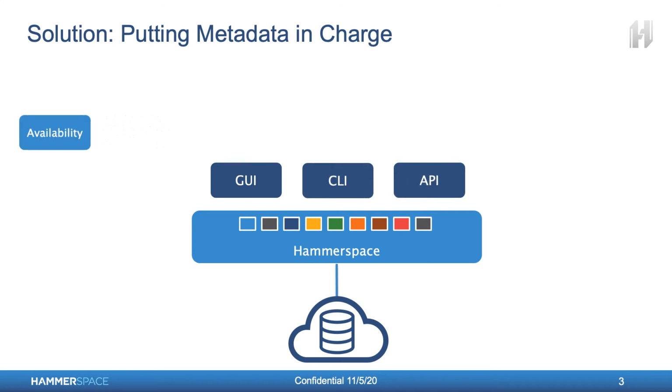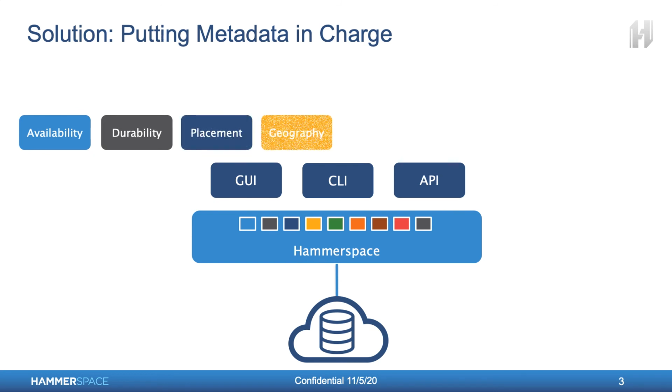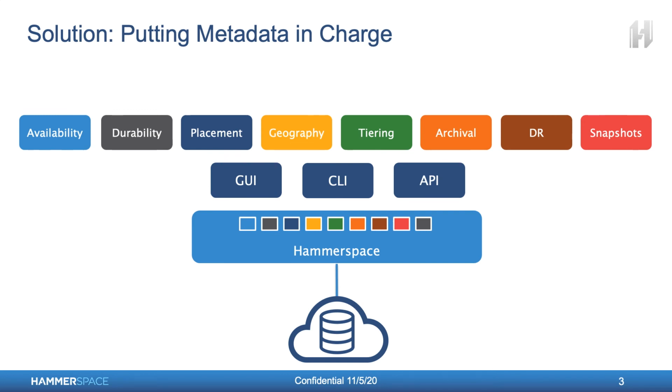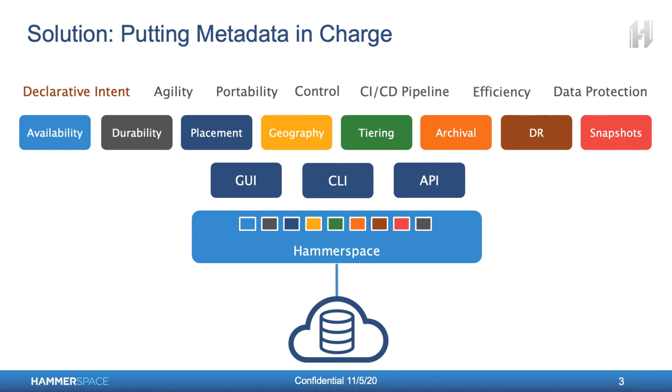That in turn allows us to infuse the metadata with a declarative intent so that we can align it with our business objectives. And whether those objectives are traditional storage considerations such as availability, durability, or making sure that we have agility, portability, control, efficiency, data protection, and even creating complex workflows such as a CI/CD pipeline, making sure that our data, as it's consumed by containers, by pods, ends up in the right place.